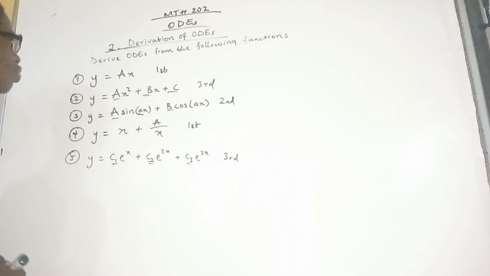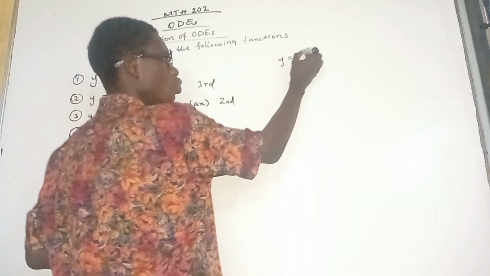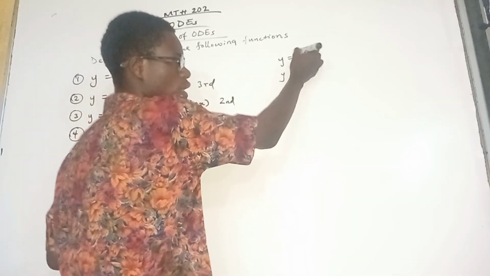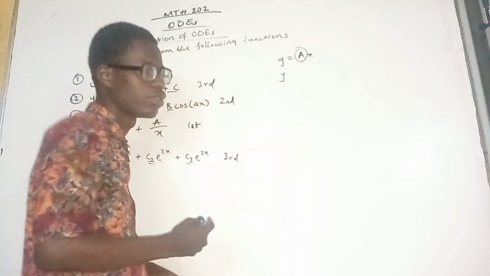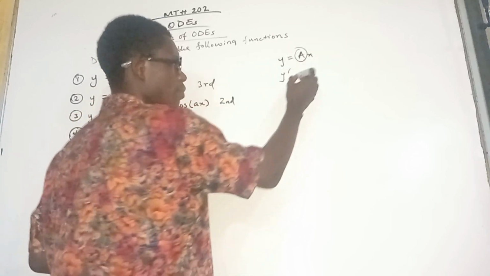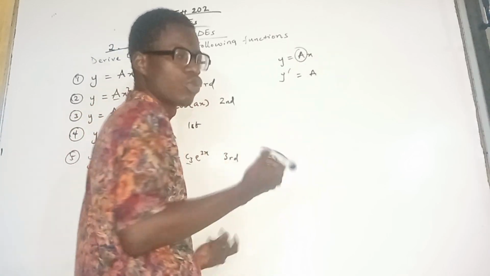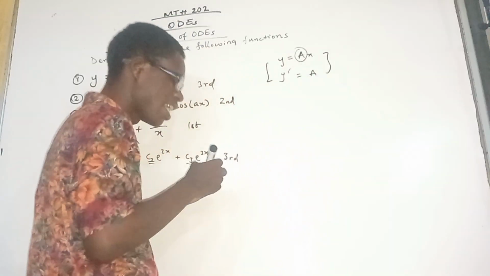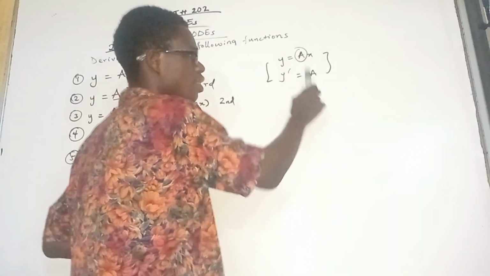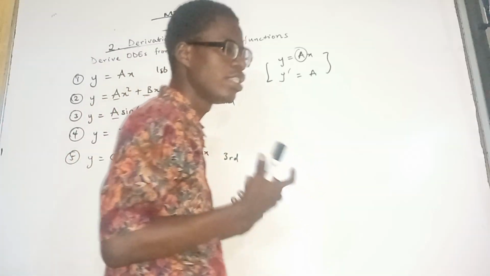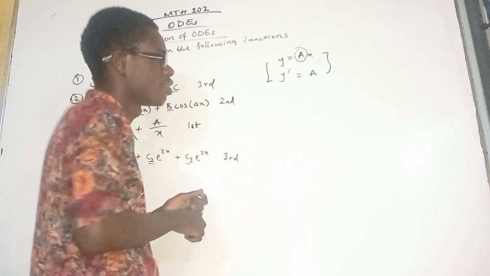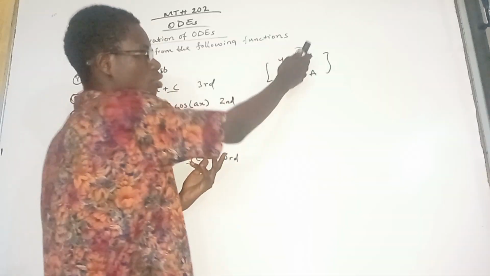So now let's start with the first one. Y equals ax. We are differentiating once because it's the first order ODE. We have only one arbitrary constant, so we differentiate once. Y prime equals a. So what do I do? I have to compare both of them. Then I have to eliminate the constant a. Forming ODEs is all about eliminating the constants.